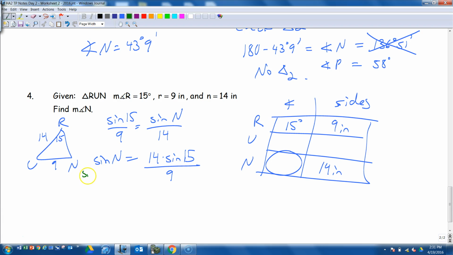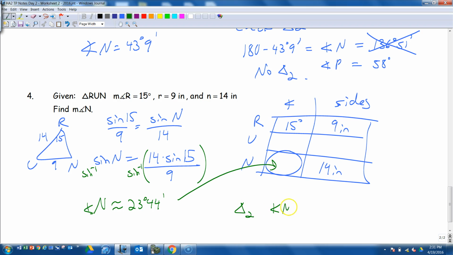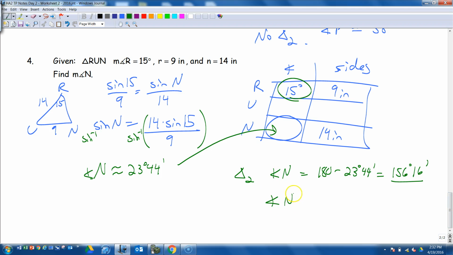Again, when you get to this stage, if you're looking for an angle, we sine inverse. Type that in your calculator. Make sure you're in degree mode. You should get angle N is approximately 23 degrees and 44 minutes. However, so that's fine right there. So for triangle 2, angle N equals 180 minus 23 degrees 44 minutes, which is equal to 156 degrees 16 minutes. So now you have to check, does this fit with the 15? And if you add 15 and 156, you get like 171. So in this case, angle N, there are two triangles.